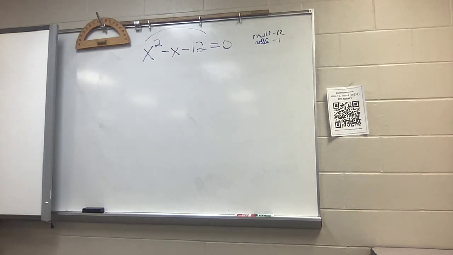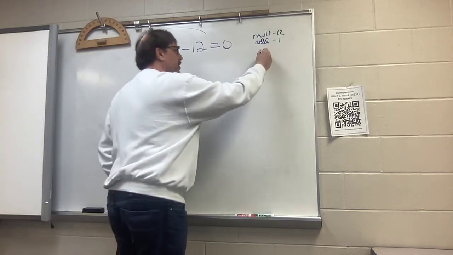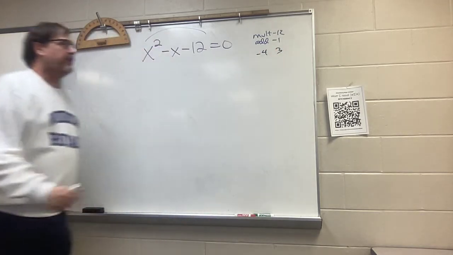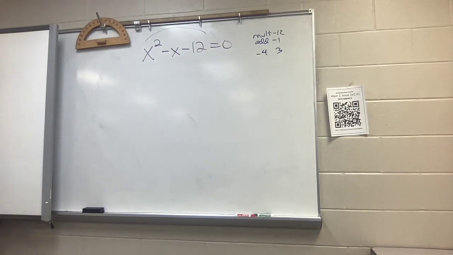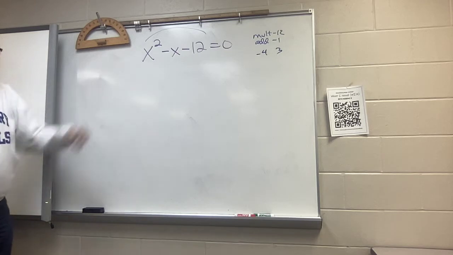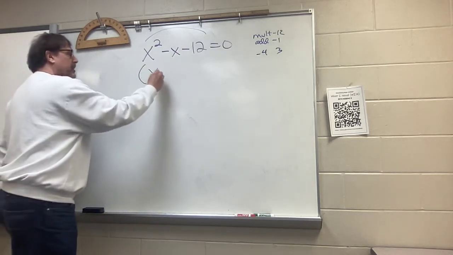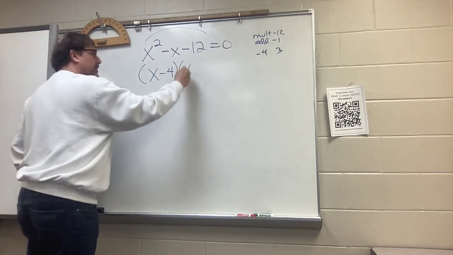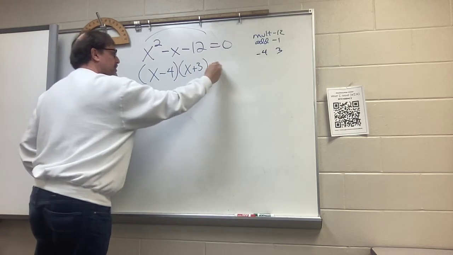A lot of us are doing these rather quickly in our head, which is awesome, especially the easy ones. I think negative 4 and 3 fit that bill. They multiply to be negative 12 and add up to be negative 1. That's awesome. When we have a 1 in front, we just jump to the answer: x minus 4, x plus 3 equals 0.